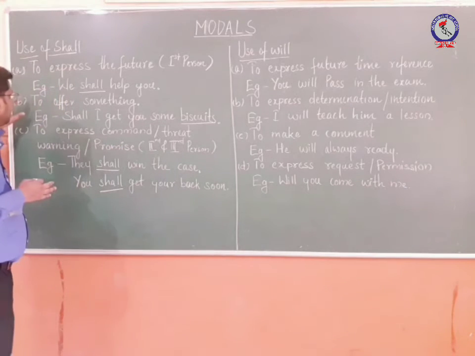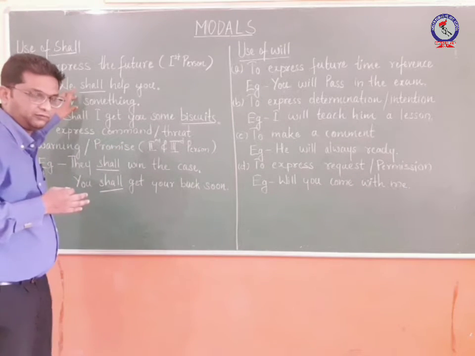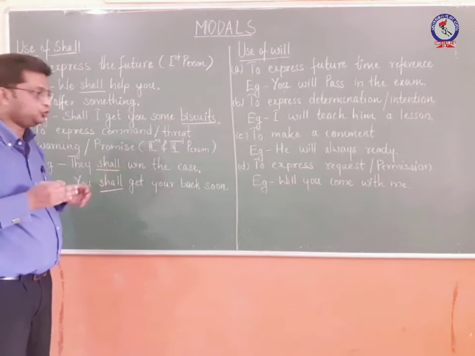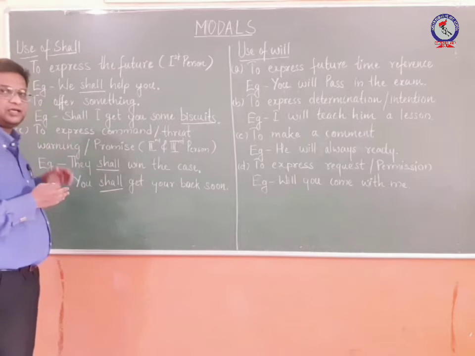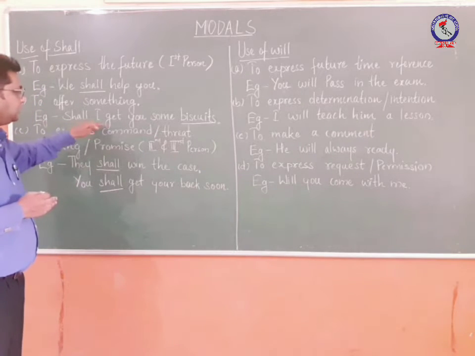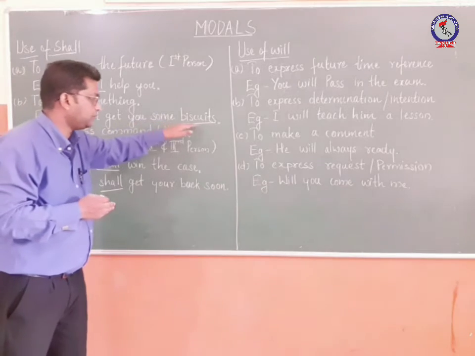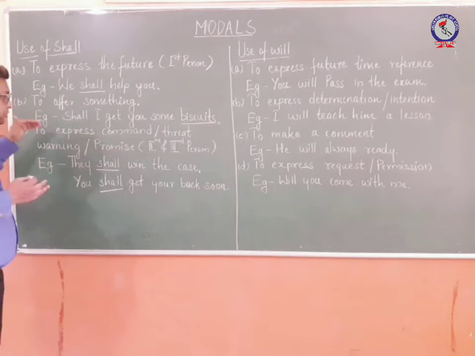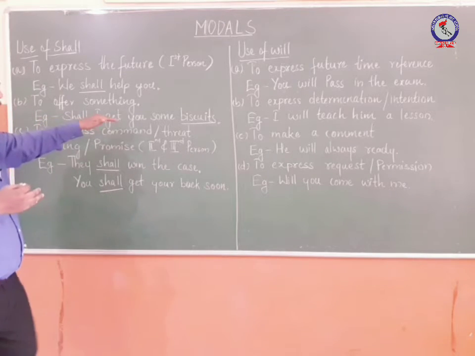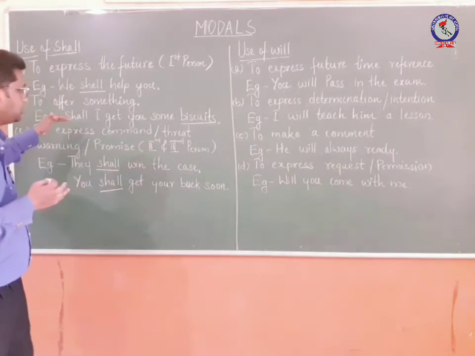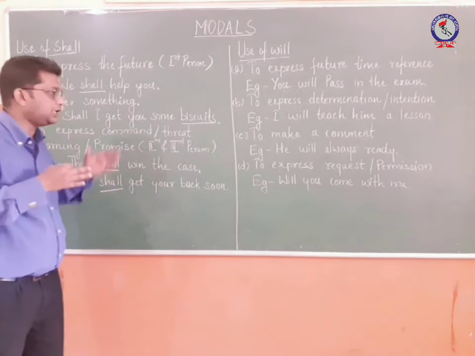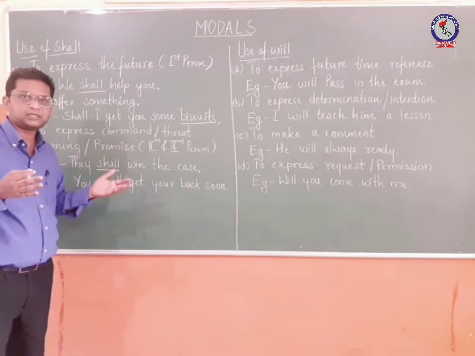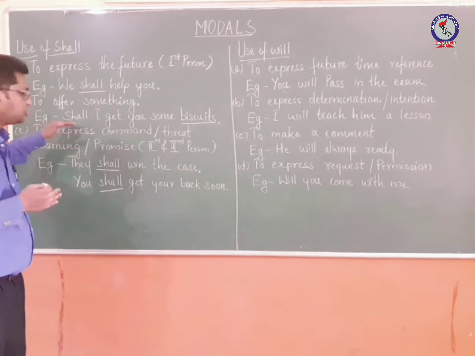Second, we will see to offer something. When we are offering anything to any person, we can make the use of shall. See here an example. Shall I get you some biscuits? Now this is an offer. So we can make the use of shall here. Shall I get you something to eat? Shall I get you something to drink? So this is an offer. So whenever we are offering something, we can make the use of shall.